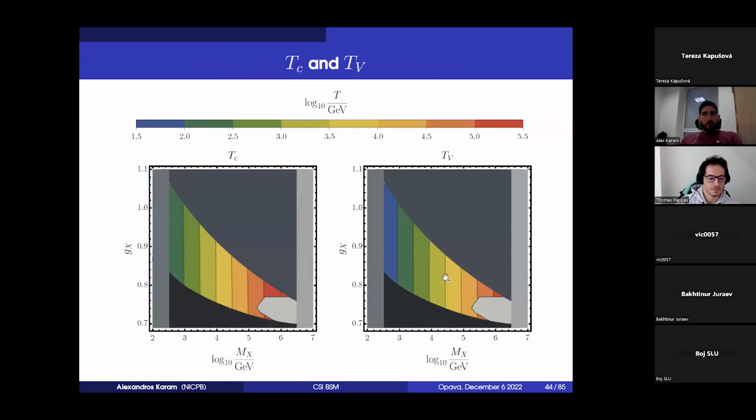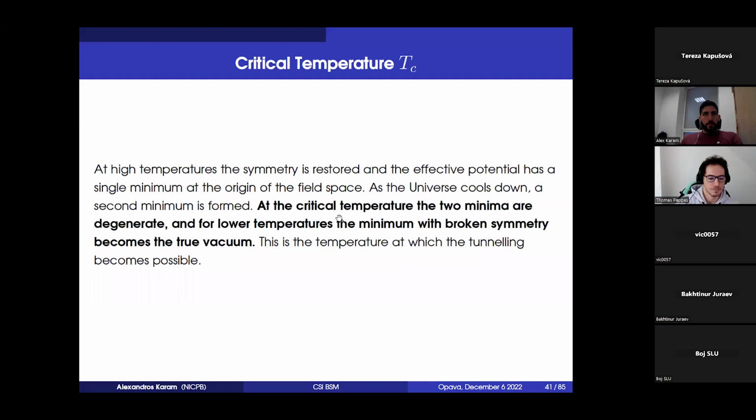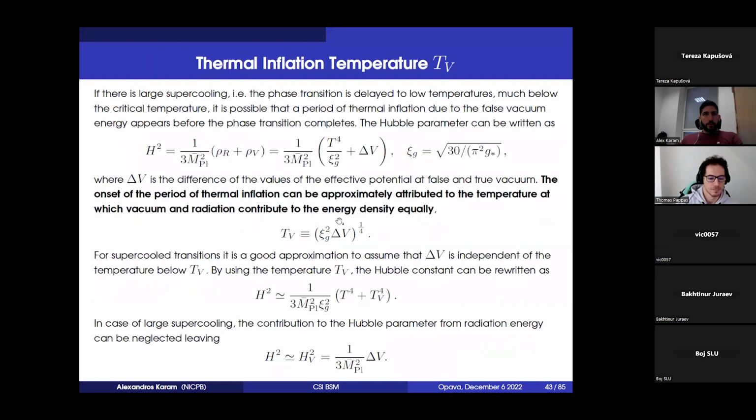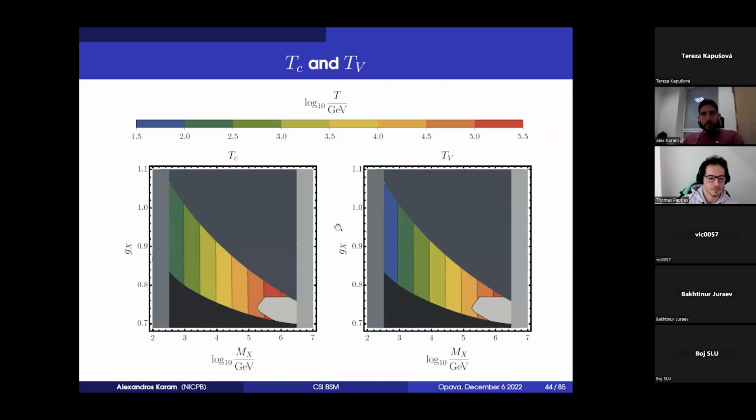Then, this is a plot which shows the critical temperature and the vacuum domination, the inflation temperatures. And as you can see, they're of the order of TeV. This is log 10 of temperature.